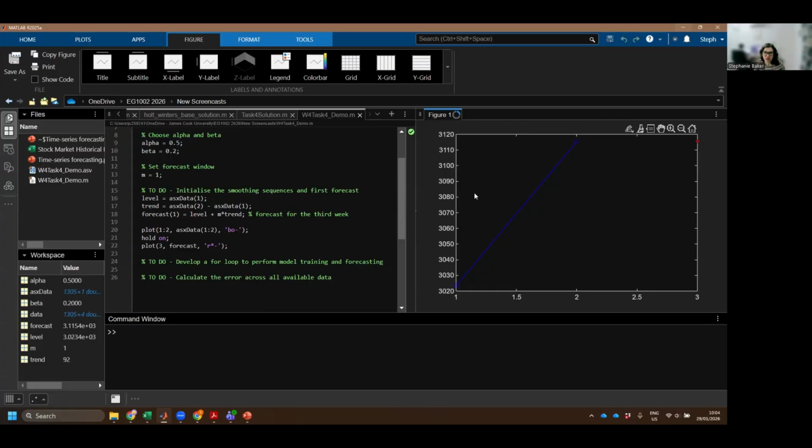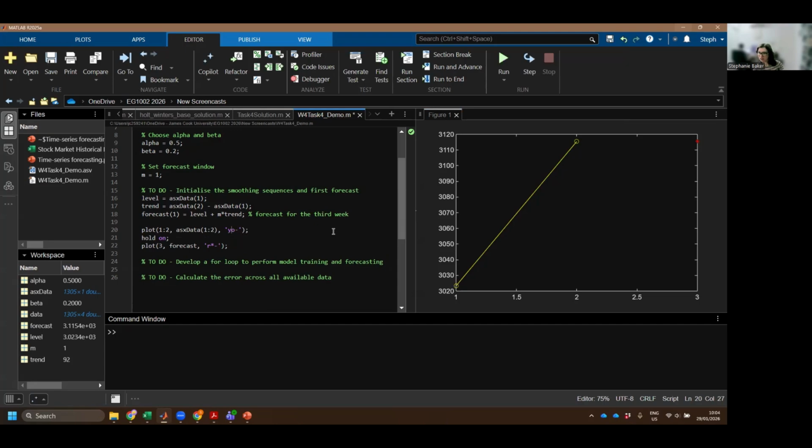So when we plot just that, we can see actually blue's not the greatest color with the dark mode. Let's go yellow. So we can see that we've got our observed data that goes up to here. Based on that, we're predicting a value tomorrow that looks like this, or next week that looks like this. So that's our initialization done.